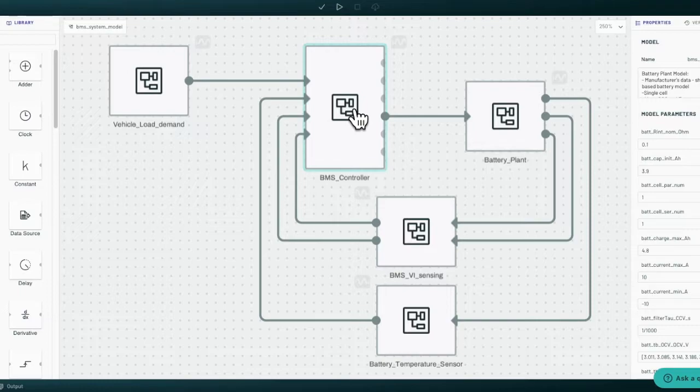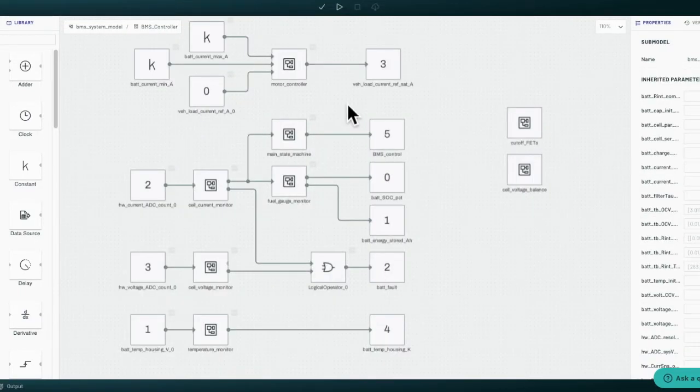Now we will look at the battery management system called controller. Inside this controller, there is a small motor controller model. This model is included inside this to emulate current saturation or current limit that is done by a motor controller. Apart from this, this model contains other usual battery management system modules.